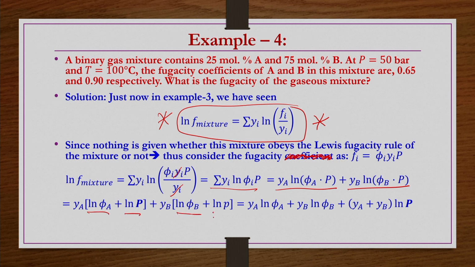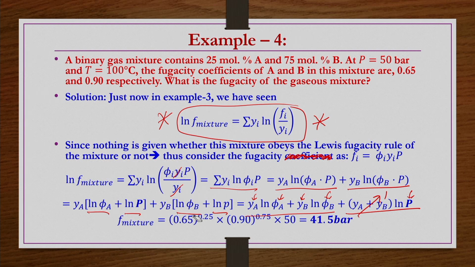Similarly, for the second component I can write it the same way. Now I can separate these terms: yA ln phi A plus yB ln phi B as one term, and the remaining two terms, yA plus yB, multiplied by ln P. So, this is nothing but 1. When you take off the logarithm, or even without taking it off, you can substitute what is yA given, what is yB given, what is phi A and phi B given, and P is also given. So, substitute directly and get the f mixture value. Then that comes out to be 41.5 bar.